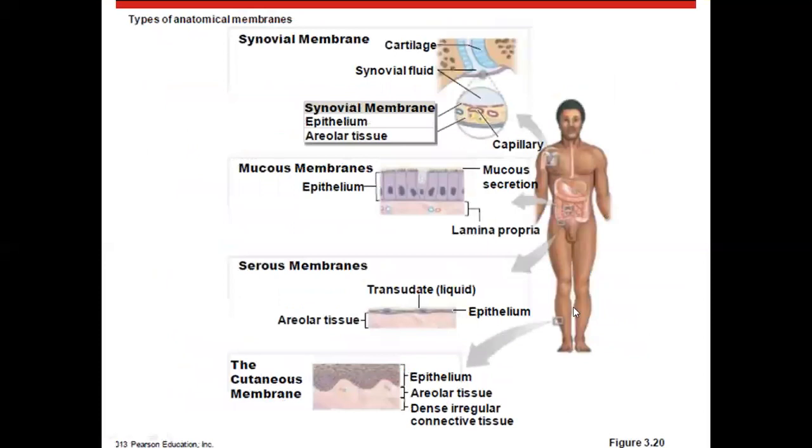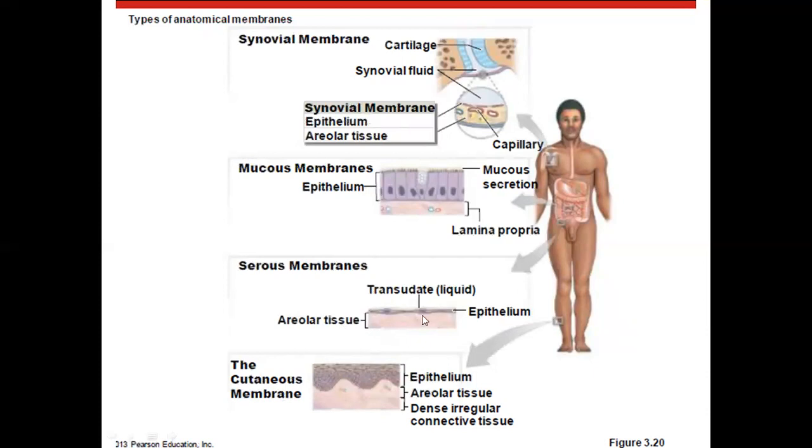So here's the 4 different types of membranes. Synovial, right? Here's cartilage on one side and cartilage on another side of the joint, right? So there's bone and bone. There's the layers of that membrane. There's epithelial tissue and areolar connective tissue, the lamina propria, and a mucous membrane that secretes mucus to the outer layer where you can find it.